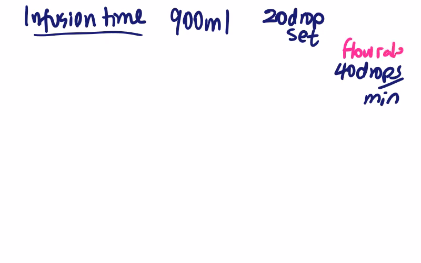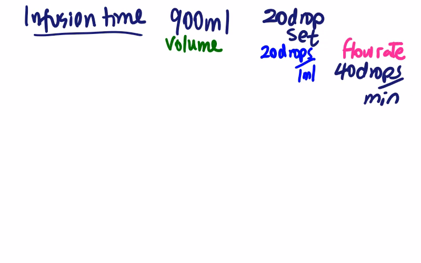The flow rate, the drop set, that is 20 drops in 1 ml. Remember a 1 ml syringe, and you divide that full quantity into 20 equal parts. That's what the 20 drop set and the size of the drop will be. And the 900 mils is the volume. So we can do this calculation using a two-step process here.